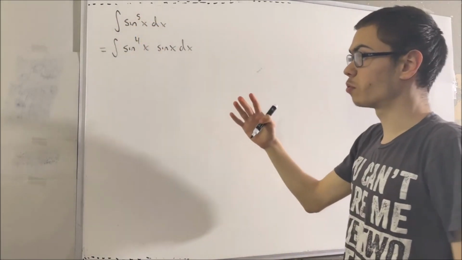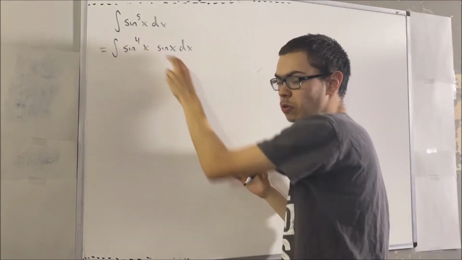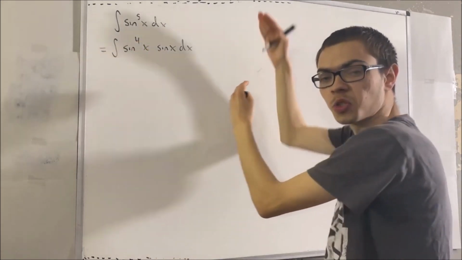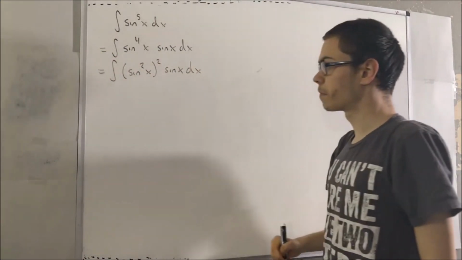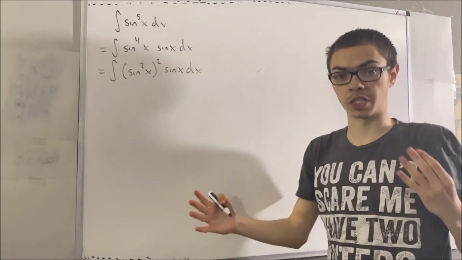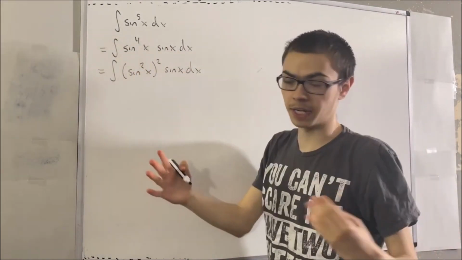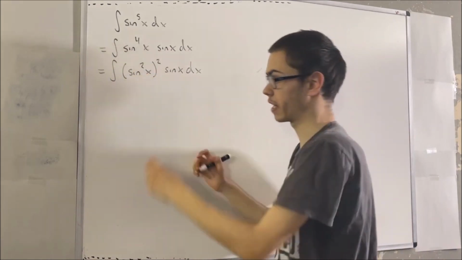Now what we're going to do is realize that sine to the fourth of x is really just sine squared of x, squared. Right? And we can re-express sine squared of x in terms of cosine squared. If you recall, by the Pythagorean identity, sine squared of x is 1 minus cosine squared of x.